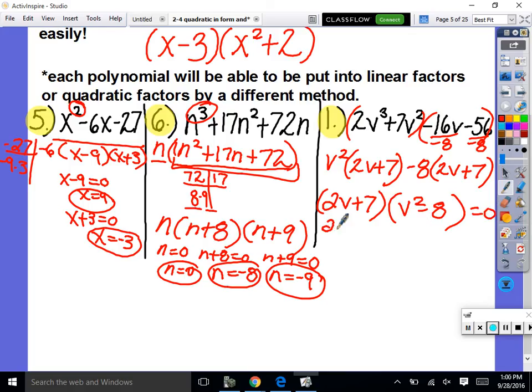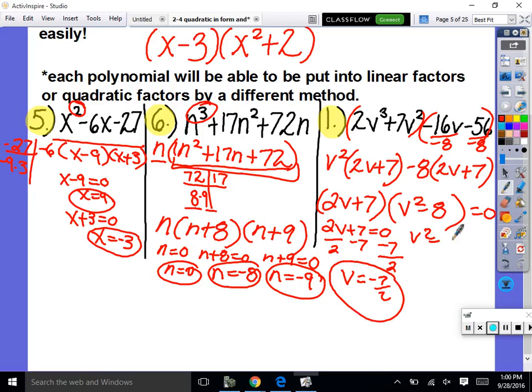So we have 2b plus 7 equals 0. So when we subtract 7, divide by 2. So b is equal to negative 7 halves. There's one of our solutions. This one, we have b squared minus 8 equals 0. We're going to solve the quadratic using the most appropriate method. That would be adding 8, square rooting it.